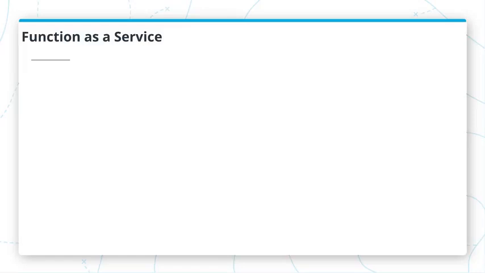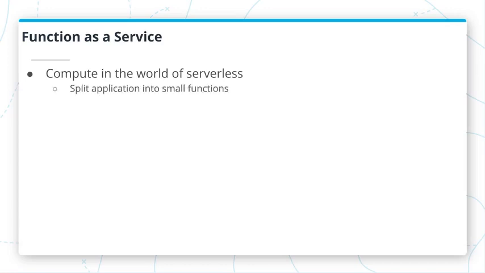Now, first, before we start developing our serverless applications, let's talk about function as a service. Function as a service is a compute in the world of serverless that allows us to run arbitrary code. If we want to use function as a service, we need to split our application into small functions and deploy them to a cloud provider to execute them. Function as a service is also event-driven, which means that our functions are executed in reaction to some events that come in from the outside world.